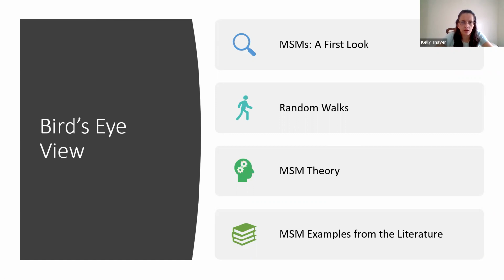First, we'll have a brief look at what Markov State Models are, define what they are, and get a sense for how they work. Then we're going to talk about random walks, which is important background information to understand how Markov State Models work. Next, we'll proceed to MSM theory, and finally, we'll proceed to some examples from the literature.